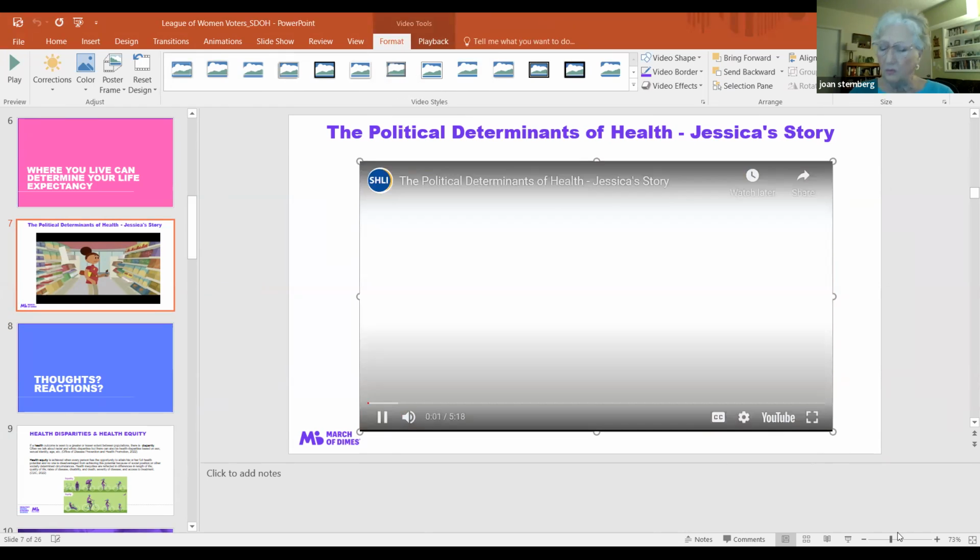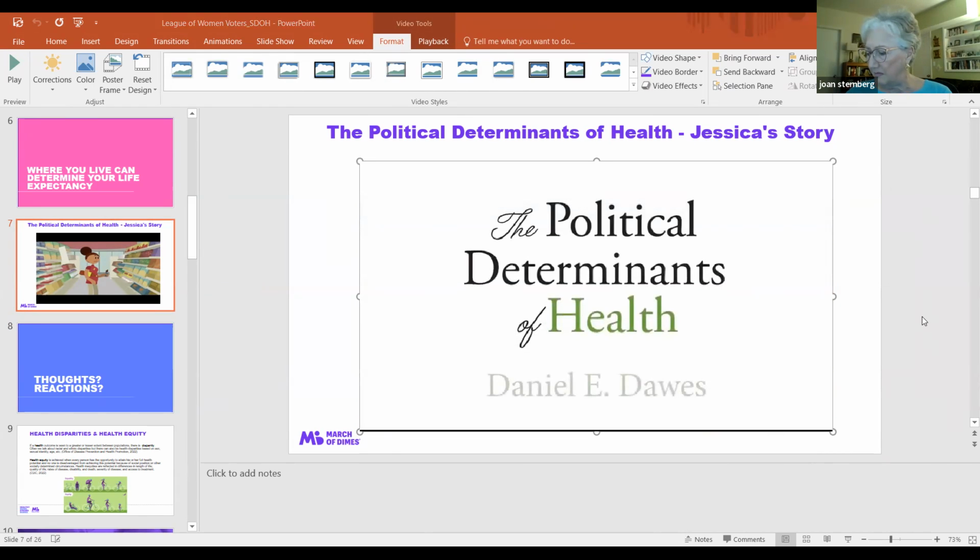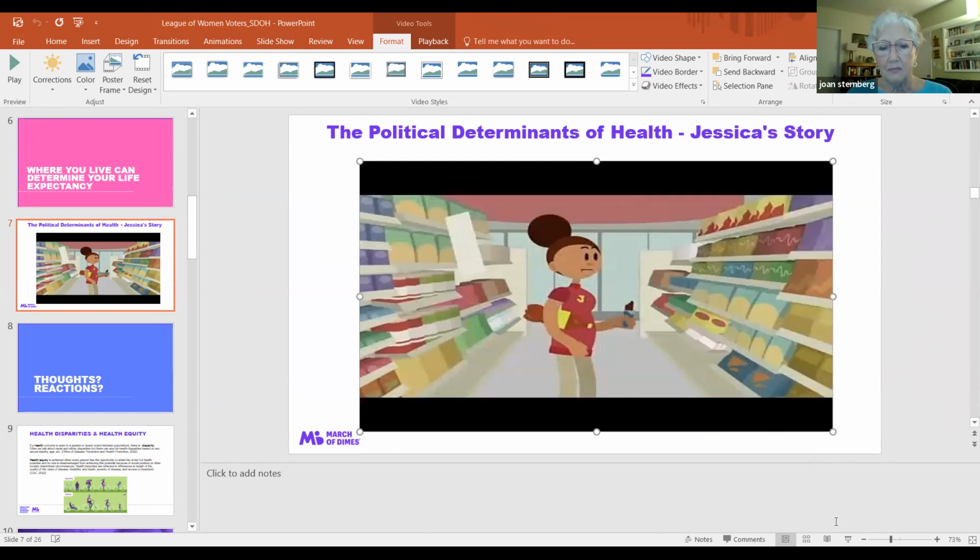To best grasp the political determinants of health, let's examine a hypothetical example.